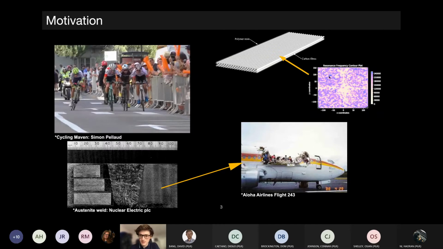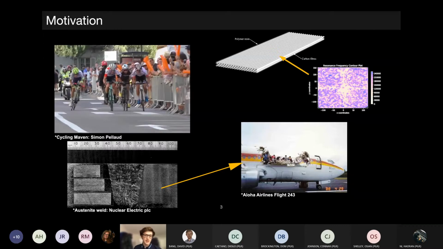So this is a resonance frequency plot of a wave that was input into this carbon fiber structure. You can see there's this preferred wave speed, and it's just due to the structure that's inside the material. Similarly, this is a cross section of a weld, an austenitic weld, which is common in the aerospace industry. When they're repairing aircraft fuselages, for example, depending on the angle the weld tool is used at, you'll get these crystalline structures.